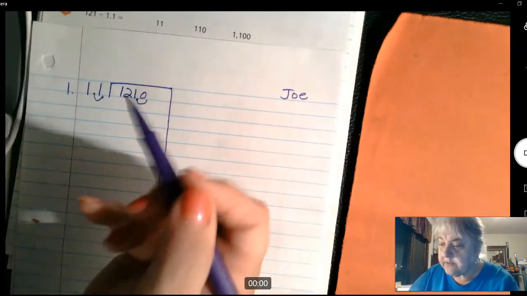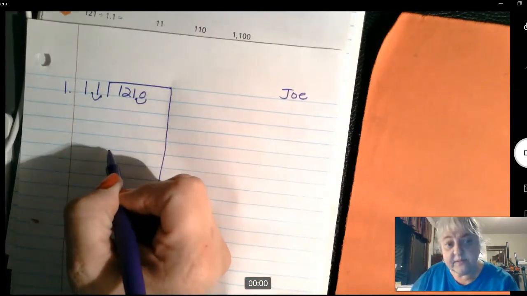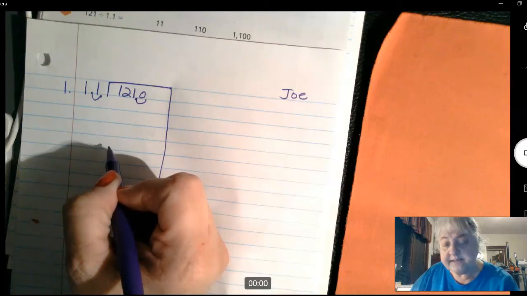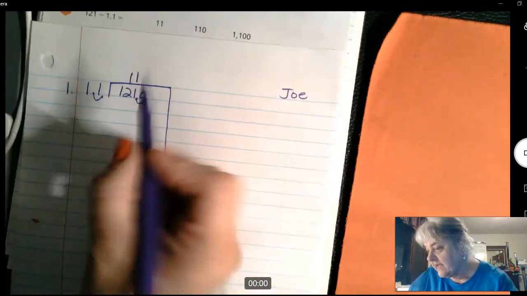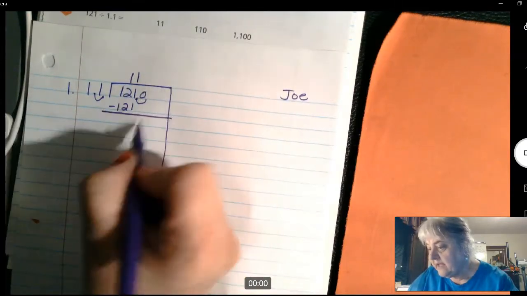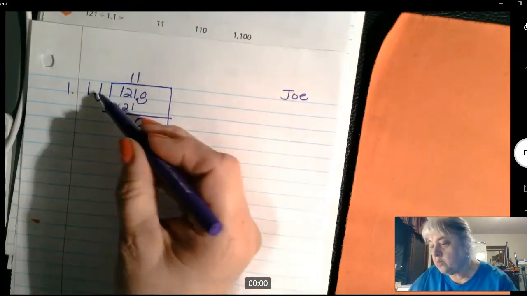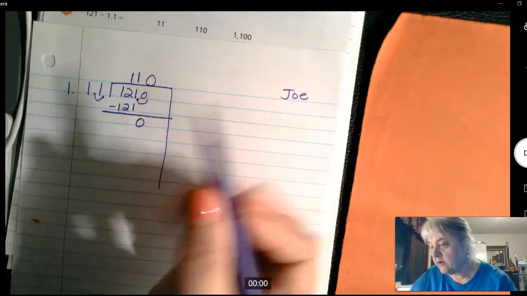So you should probably realize that 11 times 11 is 121. So if I were to take out 11 groups, I would subtract off 121, and that would leave me with 0. Well, 11 will not go into 0, so I'm going to put a 0 there.